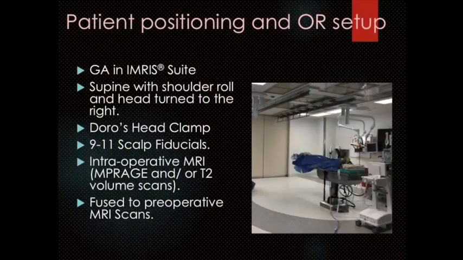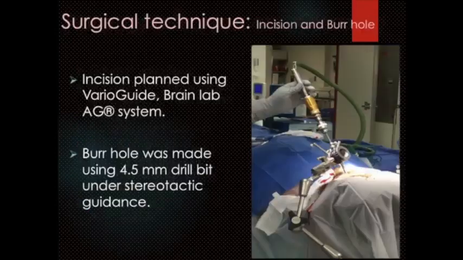Under general anesthesia, the patient was then positioned supine with a left shoulder roll with the head turned to the right. An MRI-compatible Doro head clamp was used to secure head position. Scalp fiducials were then applied, and a pre-procedure registration volumetric MRI scan was acquired and fused with the preoperative studies. Once the scan was completed and the location of the head was registered relative to the reference frame, the location of the entry point for the predetermined trajectory was determined.